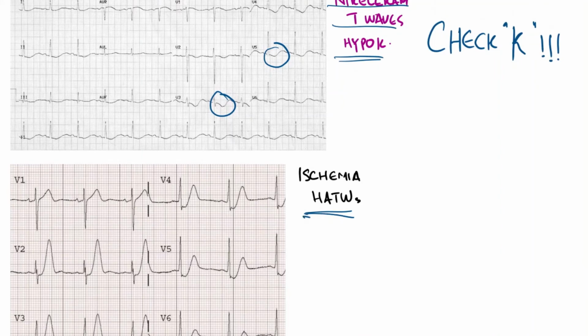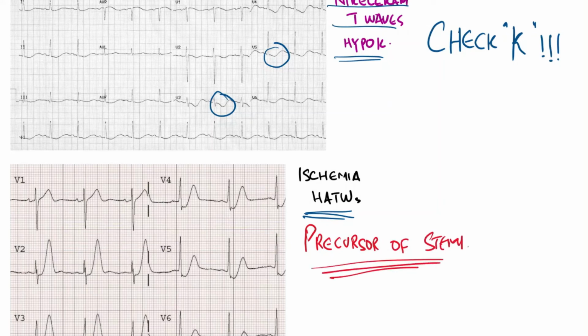The next one is hyperacute T waves. Now, what exactly is a hyperacute T wave? Well, there's no clear-cut answer to this. This is a precursor of a STEMI as well. If you can take the preceding QRS complex and fit it under the corresponding T wave, such as this, then yes, you can say that this is a hyperacute T wave.